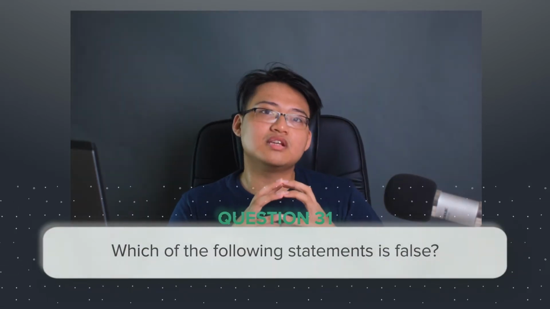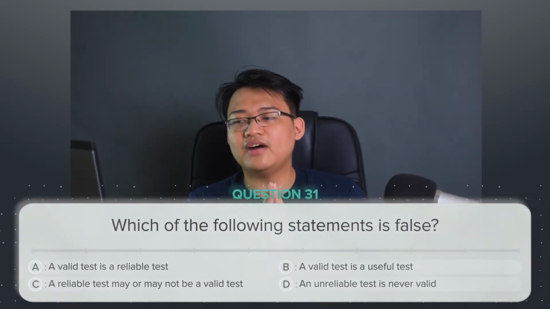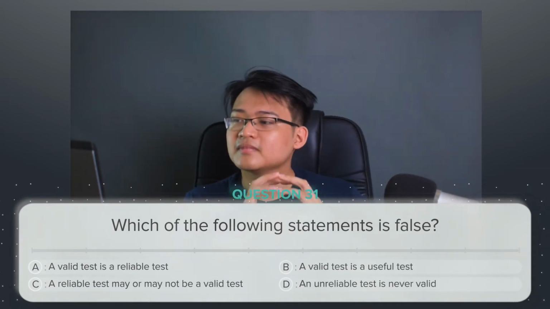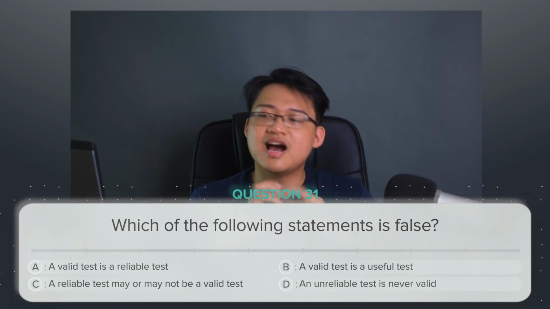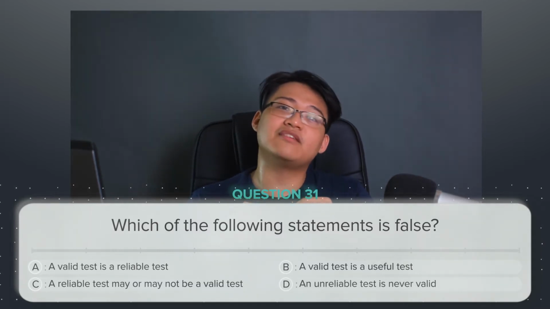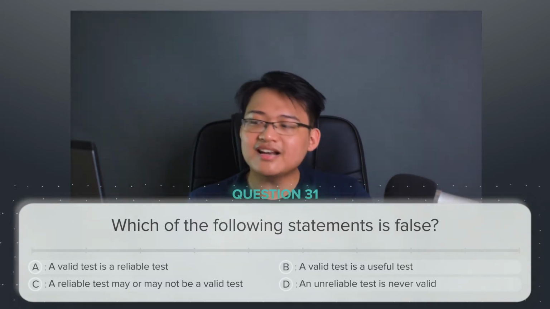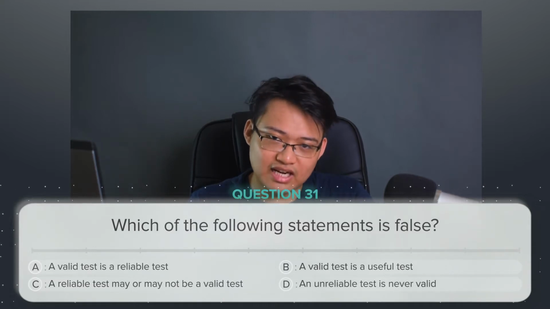Question number 31. Which of the following statements is false? A, a valid test is a reliable test. B, a valid test is a useful test. C, a reliable test may or may not be a valid test. Or D, an unreliable test is never valid.